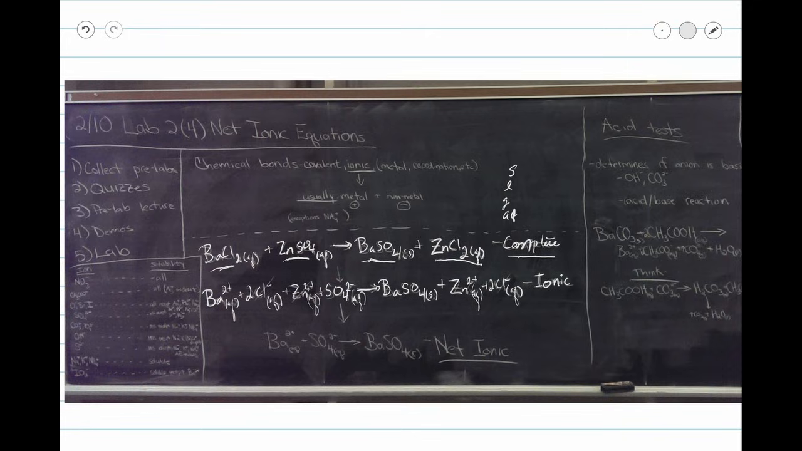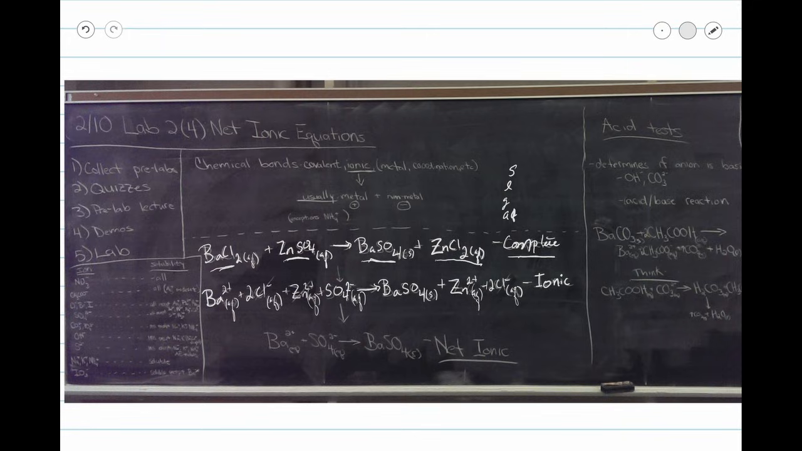Solubility rules are over here, but they're also located on page 40 in your lab manual, and they're going to be our guide for determining what products might be soluble or which will crash out as a precipitate, like the barium sulfate here. So barium sulfate is not soluble.